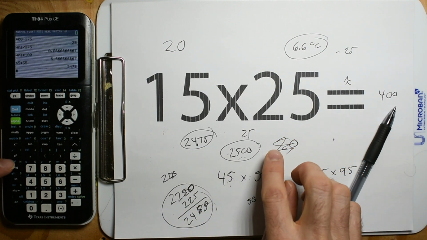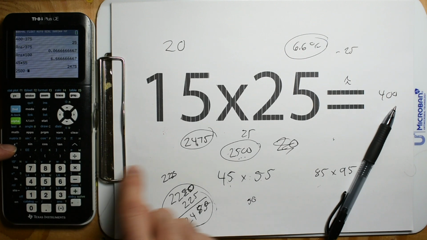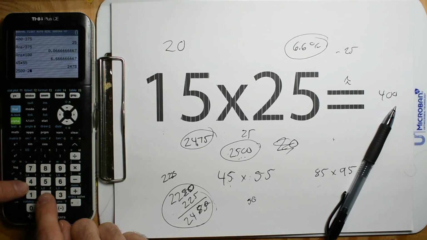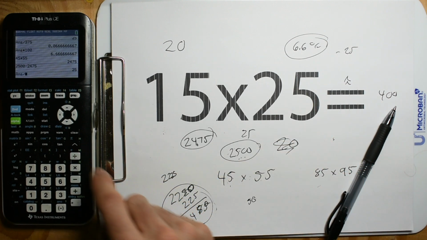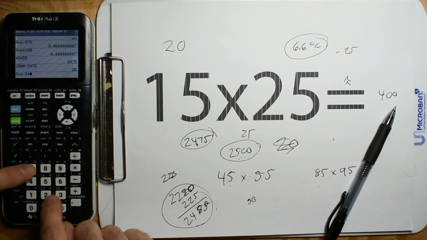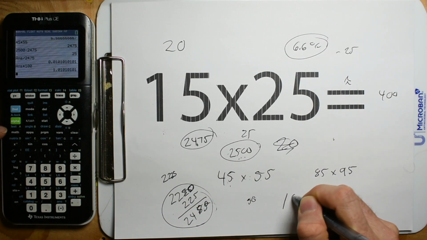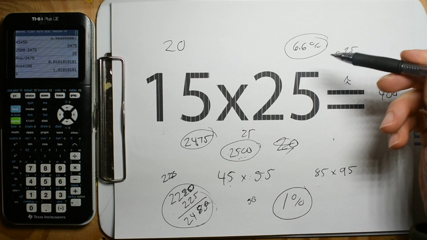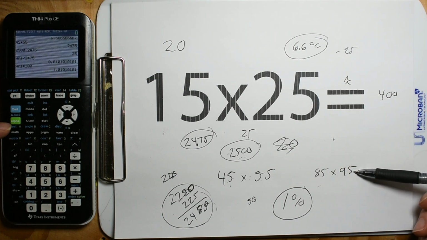So our percent error is taking our guess, 2,500, subtracting the actual answer, 2,475. So this gives me the difference. Now I'm going to divide it by the actual answer, 2,475, and multiply it by 100, and we get 1% error. So our error there is 1%. Our error on the low end was 6.6%. Let's see what it is on the high end.